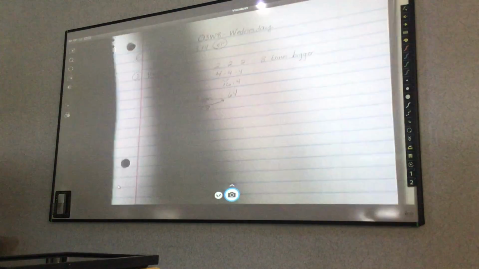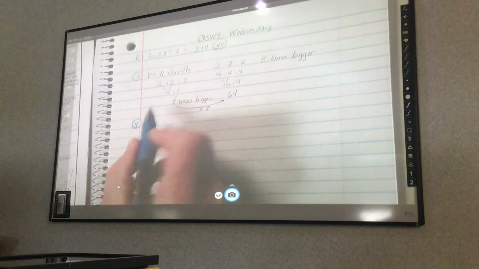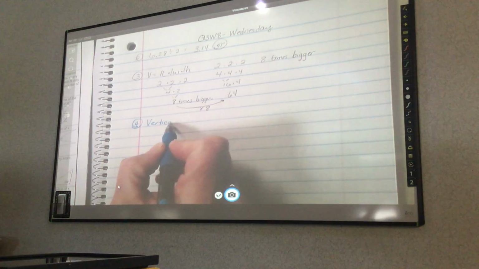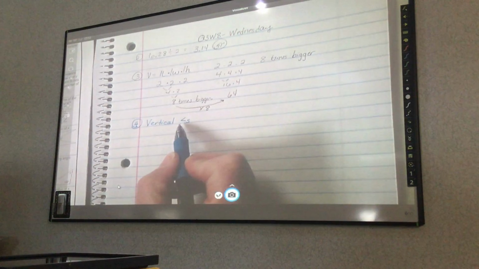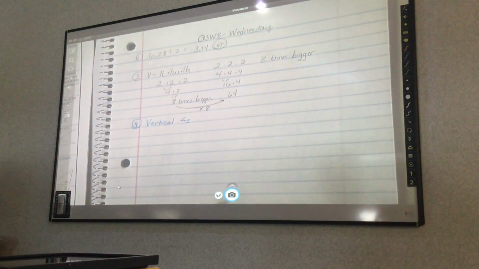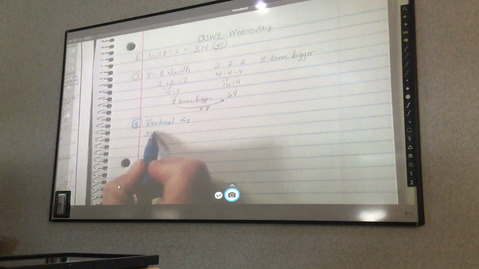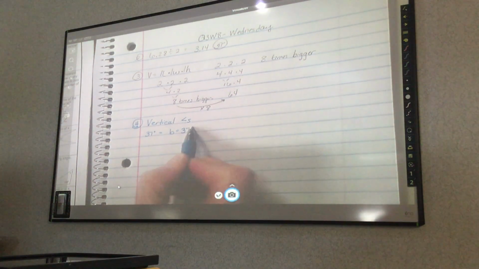Number 4. What is so special about those angles? Okay, write it down. Vertical, and we're going to use just the angles. This sign is also representing angles. So if one side is 37 degrees, then B is going to equal 37 degrees.